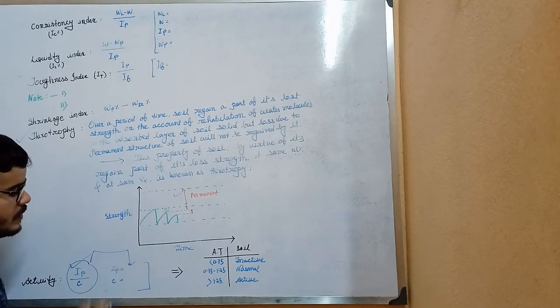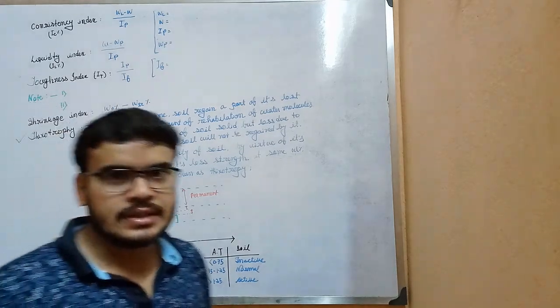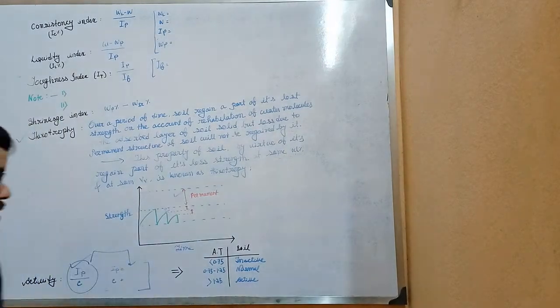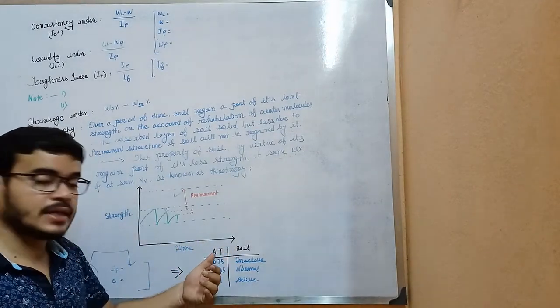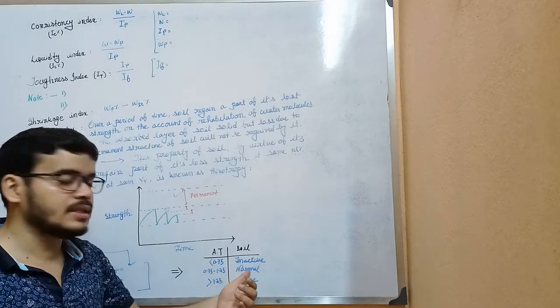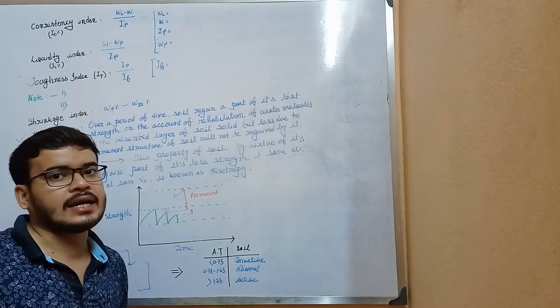Write down here: Ip means plasticity index and C means clay particles, that means whose size is less than 2 micron. Then write this table: activity and soil. If activity value is less than 0.75, it is inactive. If in this range, it is normal. If greater than 1.25, then it is active soil.